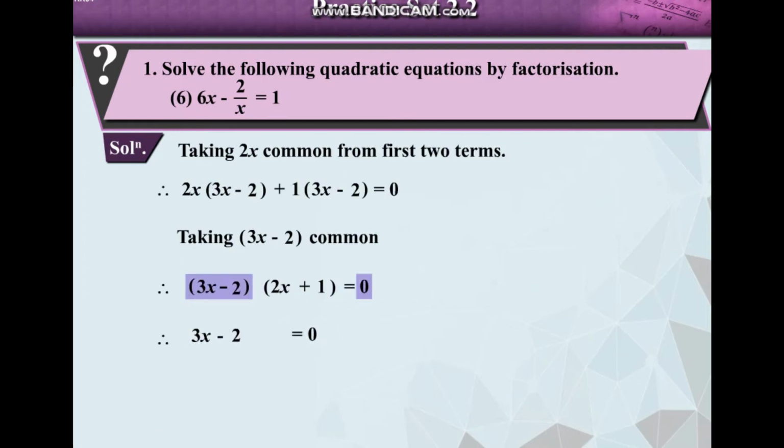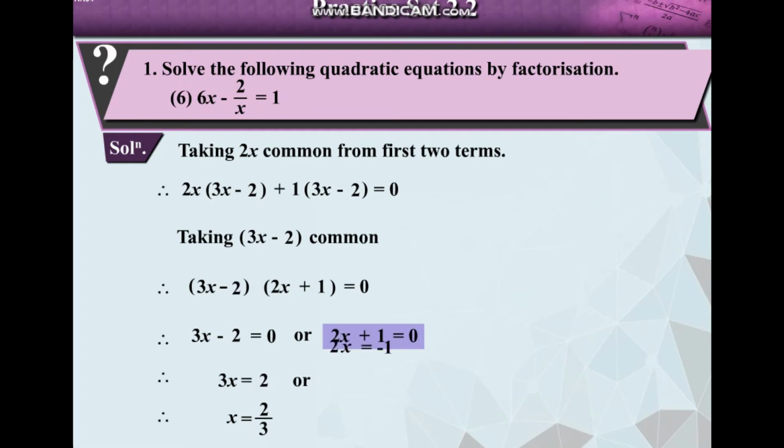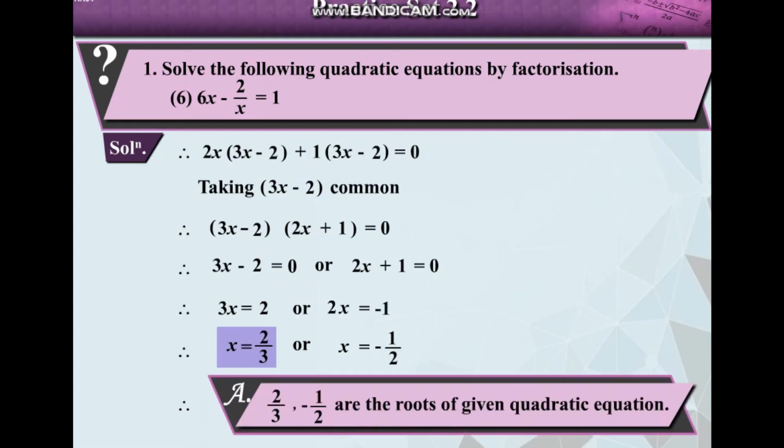Therefore, 3x minus 2 is equal to 0, or 2x plus 1 is equal to 0. Therefore, 3x is equal to 2, so x is equal to 2 upon 3. Or 2x plus 1 is equal to 0, therefore 2x is equal to minus 1, so x is equal to minus 1 upon 2. Therefore, 2 upon 3 and minus 1 upon 2 are the roots of given quadratic equation.